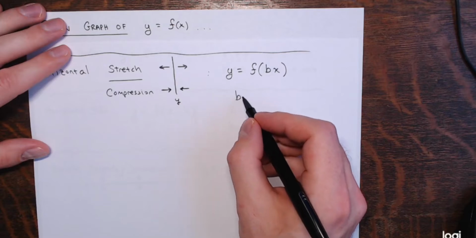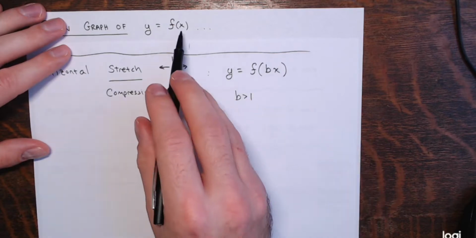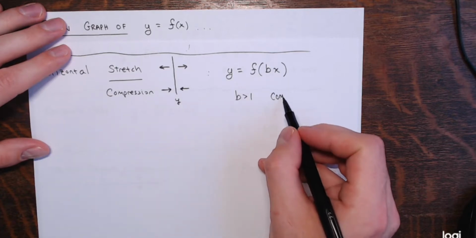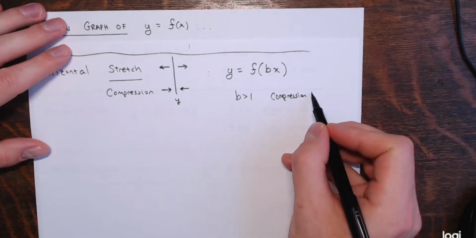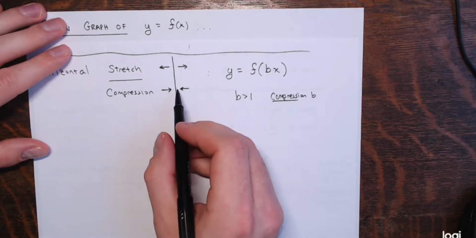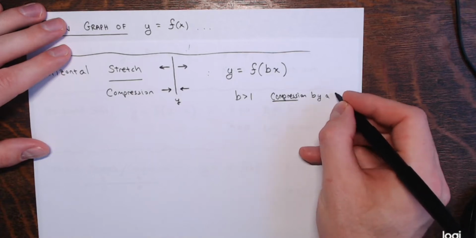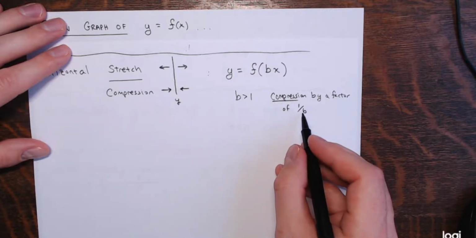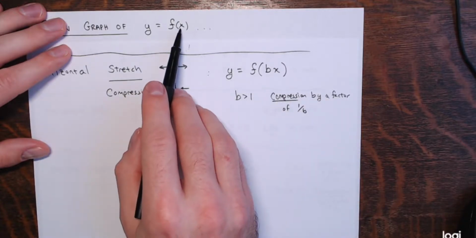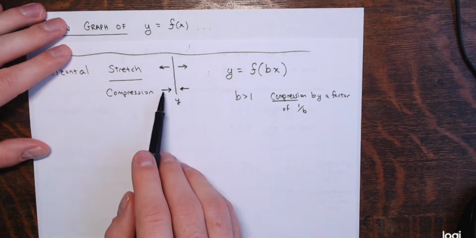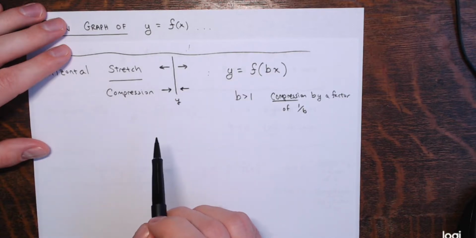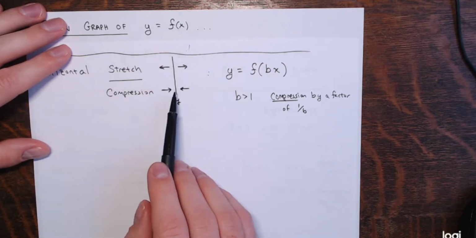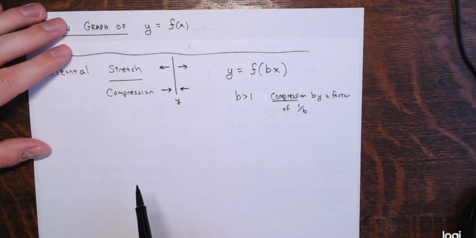So this time if b is bigger than 1, so I replace all the x's with 2x or 3x or 4x, this actually causes a horizontal compression. All the points are moved in closer to the y-axis, and it's by a factor of 1 over b, the reciprocal of b. So for instance, if I replace all the x's with 2x, the distances from the y-axis would get cut in half, the reciprocal of 2. If I replaced x with 3x, all the distances from the y-axis would be multiplied by a third, the reciprocal of 3.